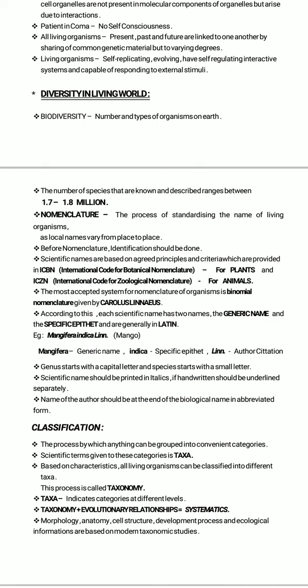Scientific names given to an organism are based on agreed principles and criteria provided in the ICBN, the International Code for Botanical Nomenclature, which is used only for plants, and the ICZN, the International Code for Zoological Nomenclature, which is used only for animals. The most accepted system of nomenclature is binomial nomenclature, which was given by Carolus Linnaeus.